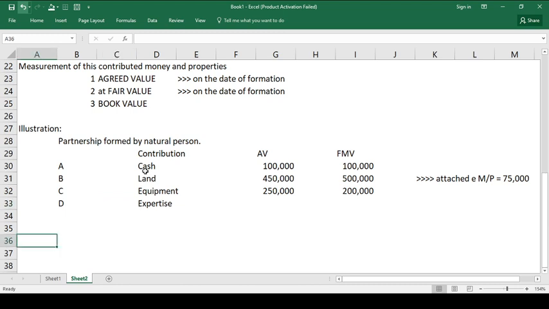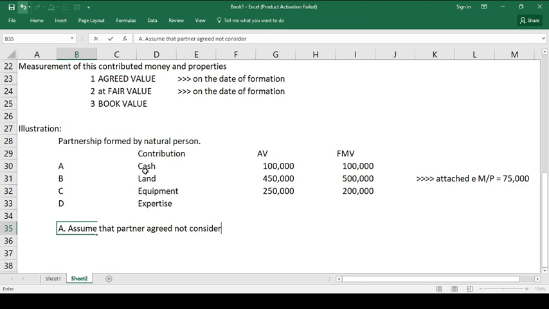Now, our requirement. Assuming the first requirement is this: assume that the partners agreed not to assume the liability attached to the land. That is what the partnership decided. That is our assumption. How do we make the journal entry for that?